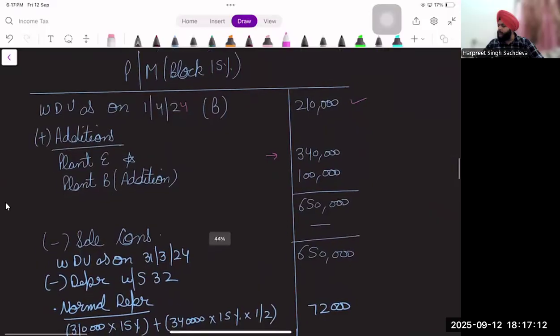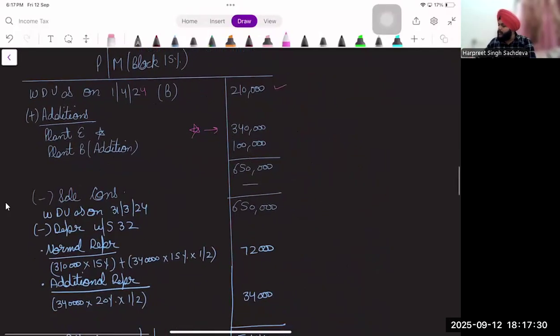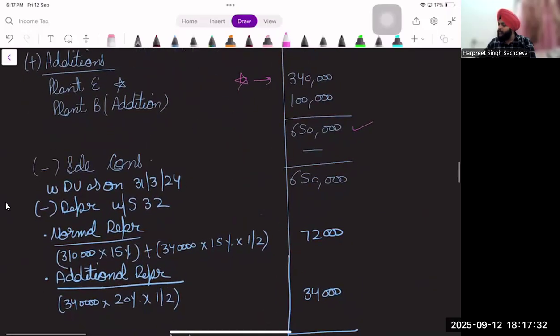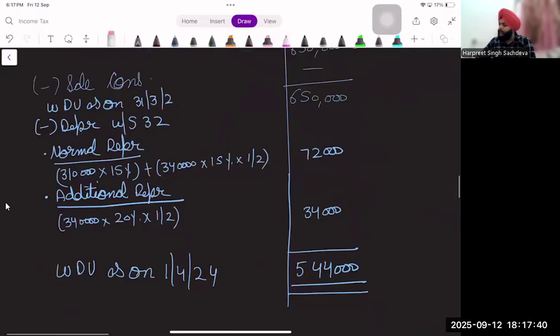Opening WDV is plant B 2,10,000. In additions, plant E was purchased with a star 3,40,000, and plant B was made addition. This plant was made addition to suit the new system of production. So total asset is now 6,50,000. Sale consideration is not there. WDV as on 31st March 25.